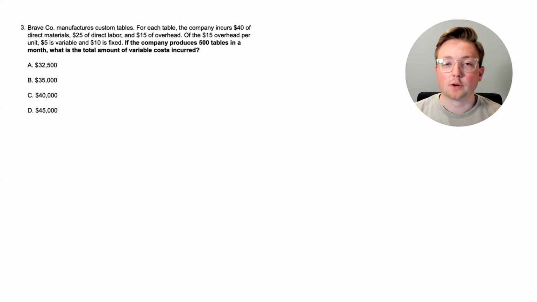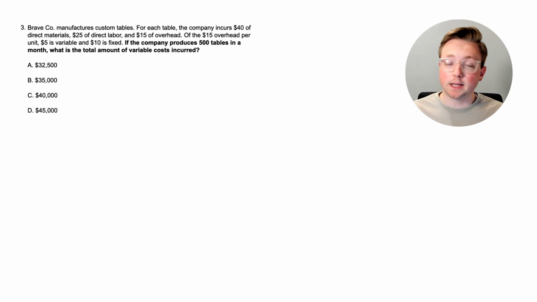All right, here we are at question 3. If the company produces 500 tables in a month, what is the total amount of variable costs incurred? Okay, so again, we're dealing with variable costs. Let's go through this. Brave Co. manufactures custom tables. For each table, the company incurs $40 of direct materials, $25 of direct labor, and $15 of overhead. Of the $15 of overhead per unit, $5 is variable and $10 is fixed. So again, if they produce 500 tables, what is the total amount of variable costs in this situation?